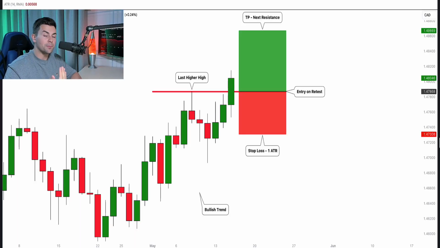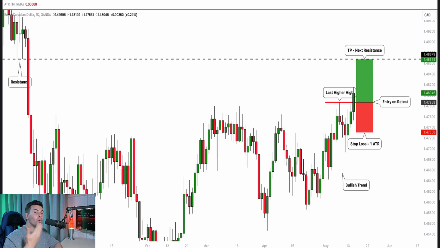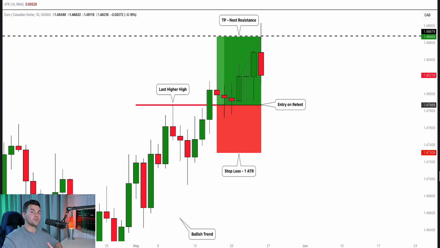Here's how our long position should look. We place our buy limit order on a retest of a broken level of the last higher high. Our stop loss is 1 ATR and our take profit the next key resistance. For take profit, we analyze the historical price action and we identify the closest strong historically significant level. And look how perfectly this trade played out.